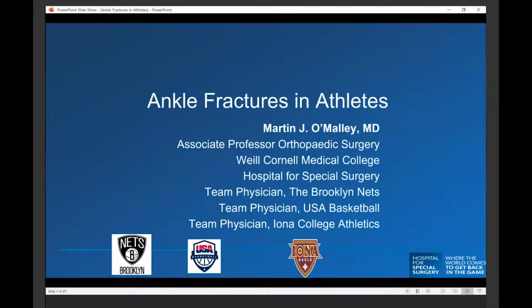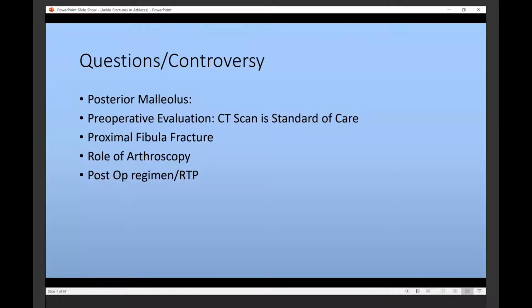Thanks, everyone, for joining us on this Tuesday evening. What I thought I would do is, as I am not a traumatologist, but I've been treating ankle fractures for now 25 years, share with you a little bit of how my practice has changed over the years. And it really revolves around the posterior malleolus.